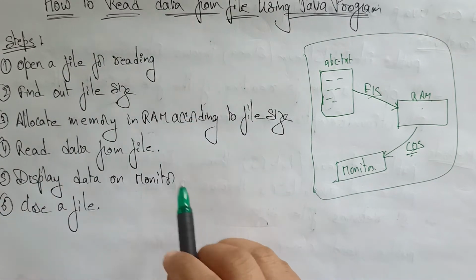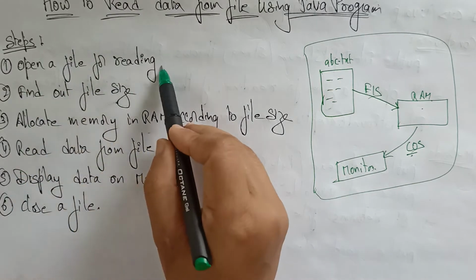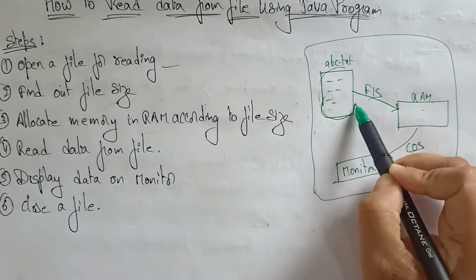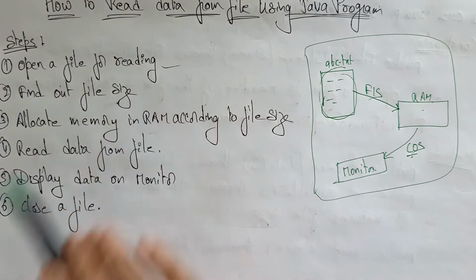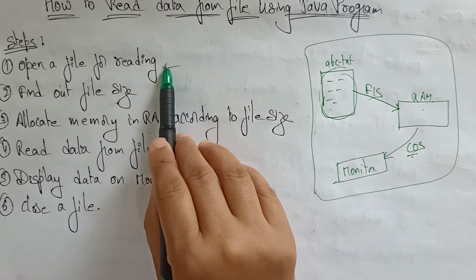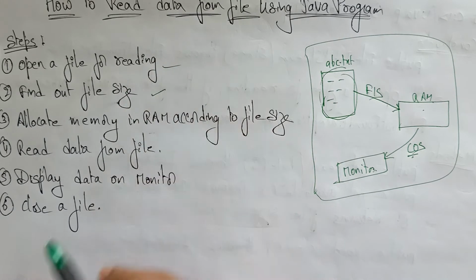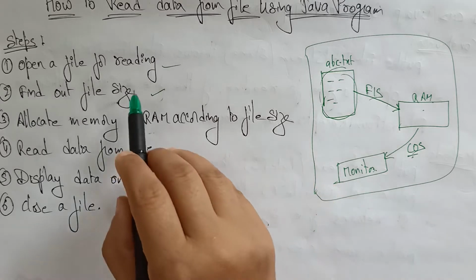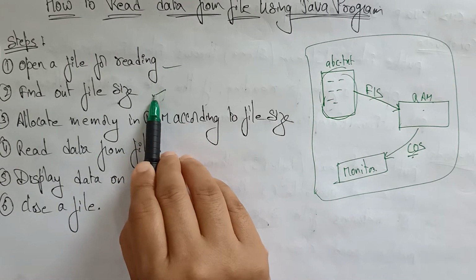So how to read data from a file? The steps you need to consider are: first, open a file for reading. Wherever the file is, first try to open it for reading. Now, after opening, find out the file size. Try to find out how big the file is.